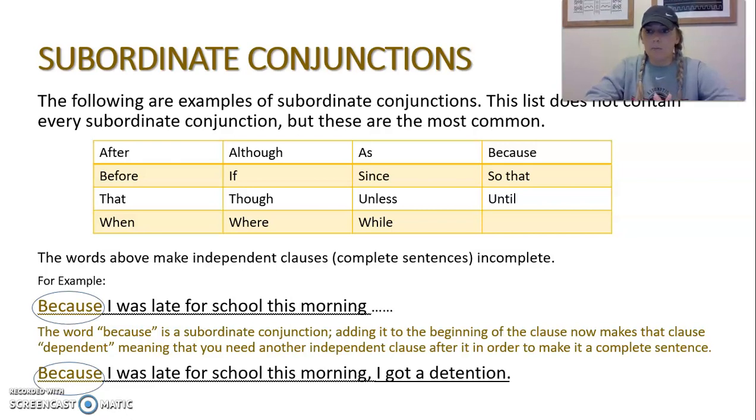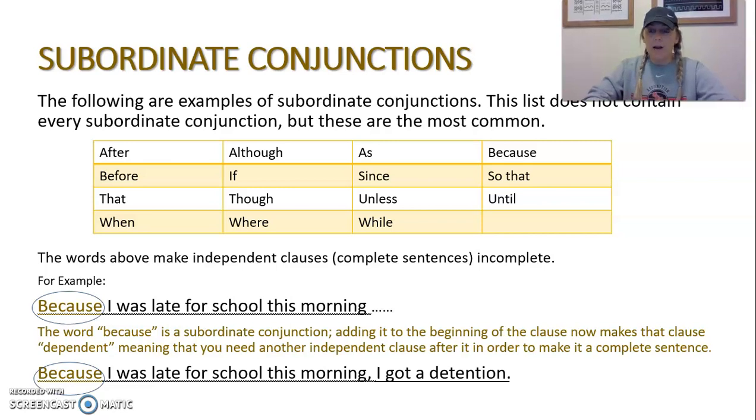Dependent clauses are a little bit more tricky because dependent clauses have what we call subordinate conjunctions. And subordinate conjunctions make independent clauses dependent, okay? So this is a list here of subordinate conjunctions. This is not all of the subordinate conjunctions, but it's the most common and the most commonly used on the ACT as well. So that's why this is in my list, okay?